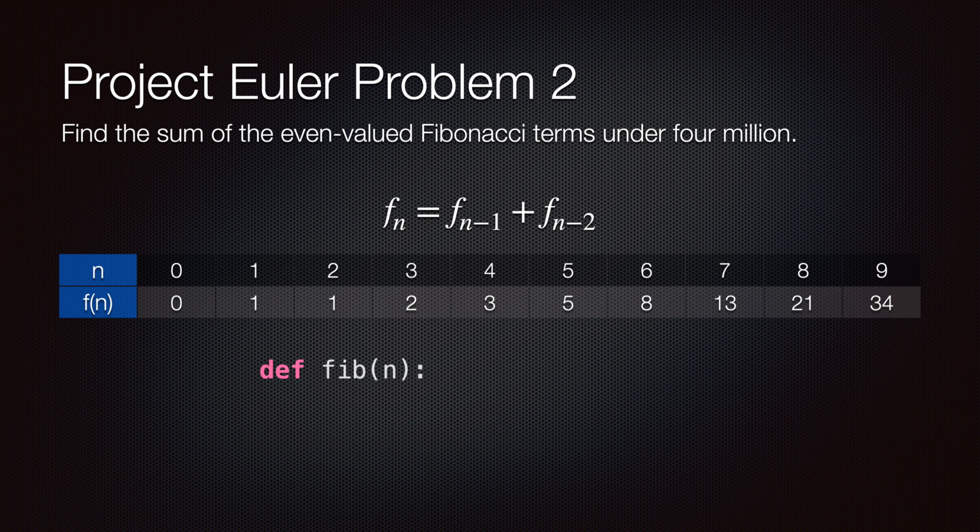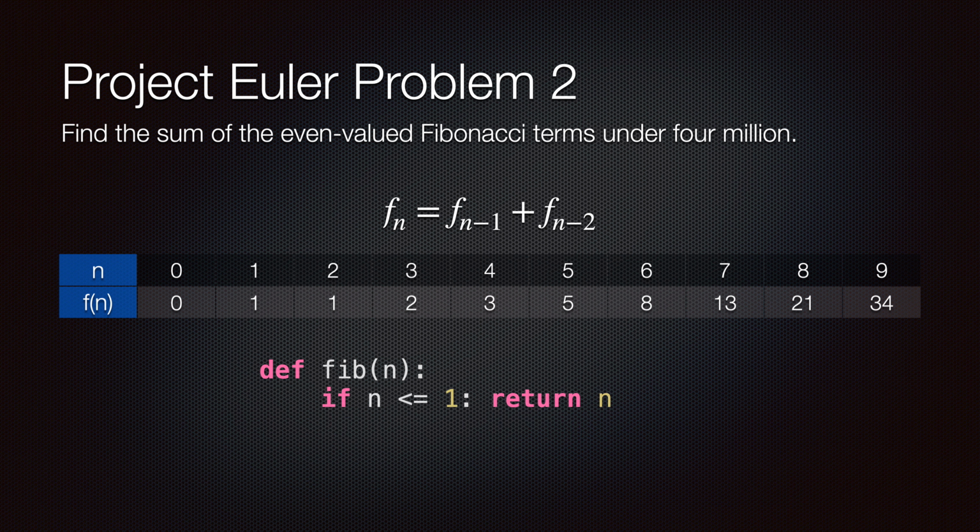What if n was 0? We should return a 0 according to our table. What if n was 1? According to our table, we should return a 1. Can you see a way to simplify our code? Pause if you'd like to try and figure it out.